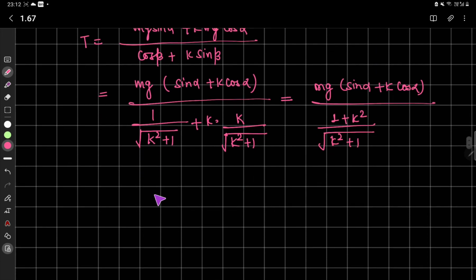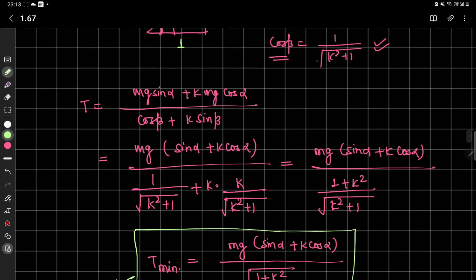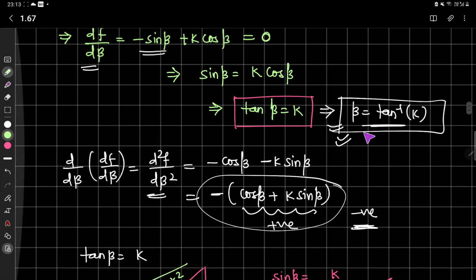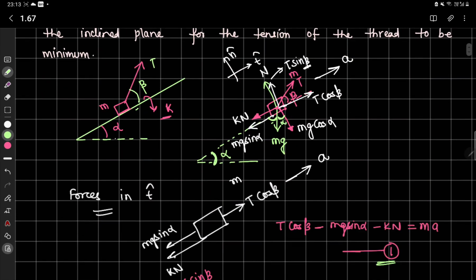So from here we will get the tension force, which is the minimum tension force, equal to mg times sin alpha plus k times cos of alpha, whole divided by square root of 1 plus k square. So this is the value of minimum tension force we got for the beta value equal to tan inverse of k. So I hope the entire procedure is clear. Thank you.